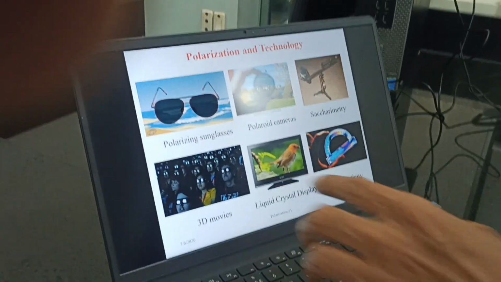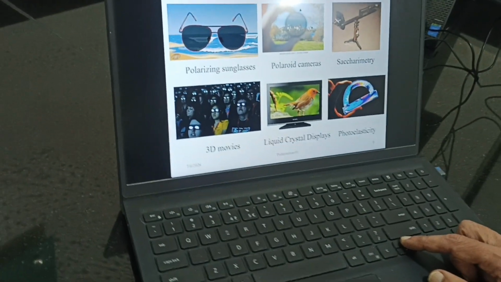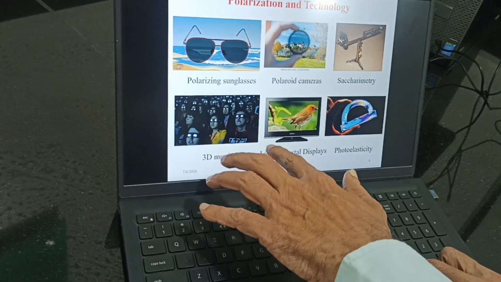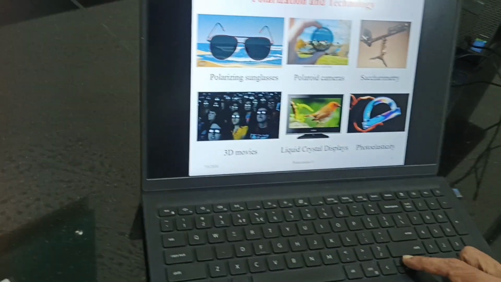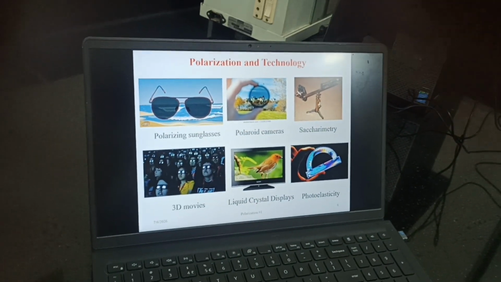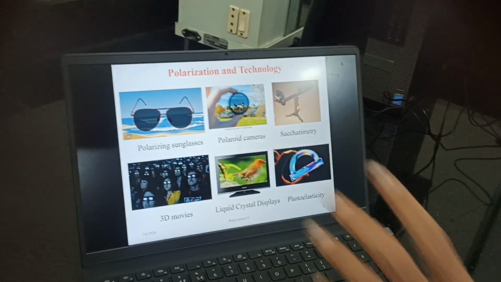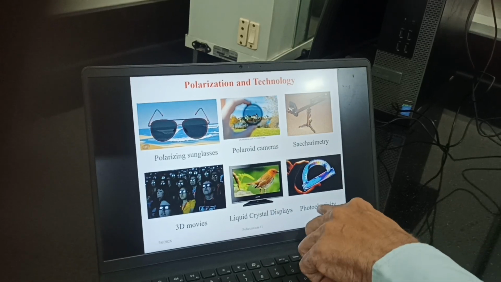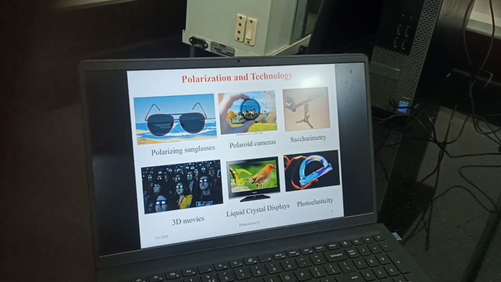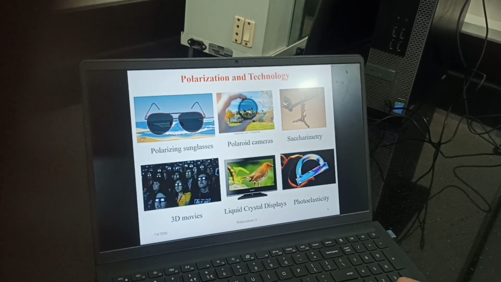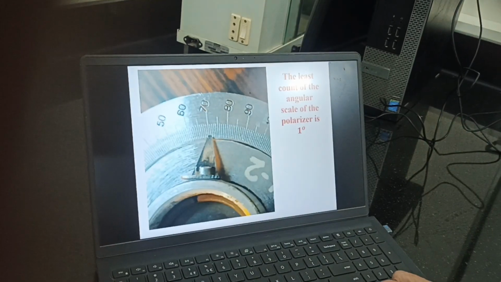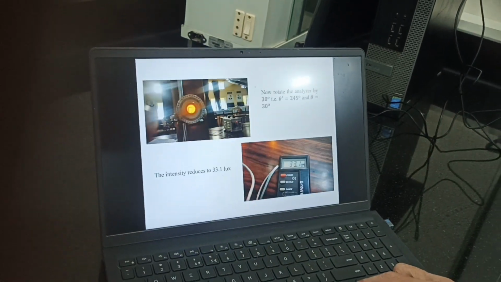Then 3D movies are also based on law of Malus. The most important application of law of Malus here is liquid crystal display. It may be a black and white display or it may be a colored display. Both these displays are based on law of Malus, and an experimental technique called photoelasticity, that is also based on law of Malus. So law of Malus has many practical applications.